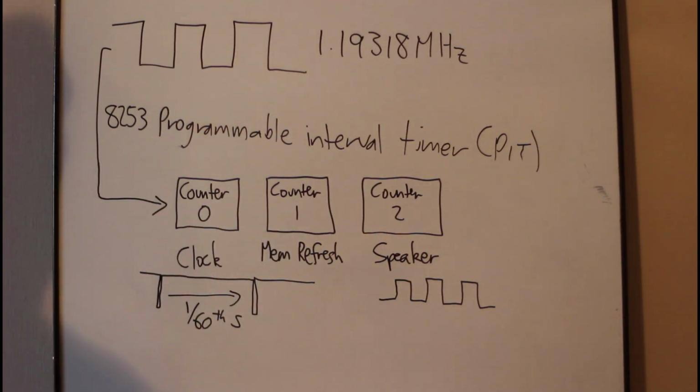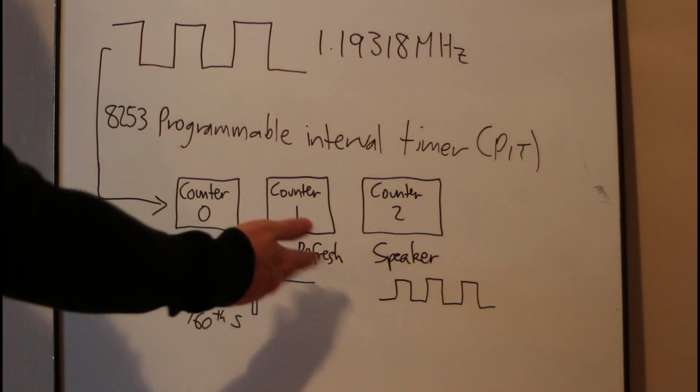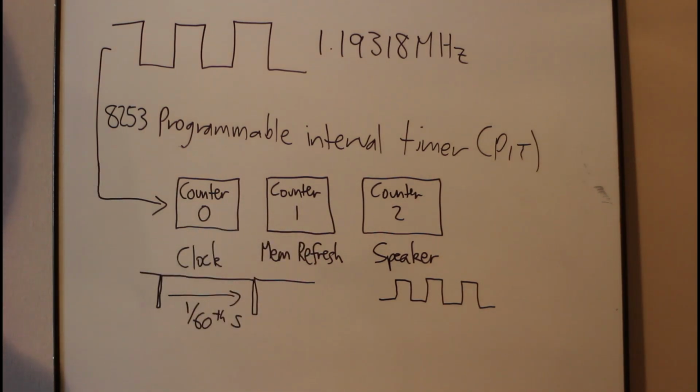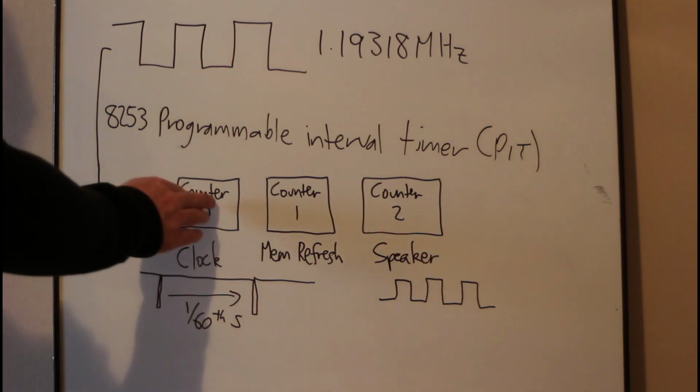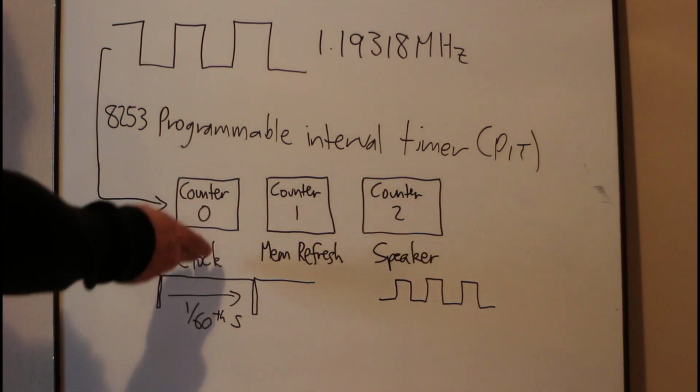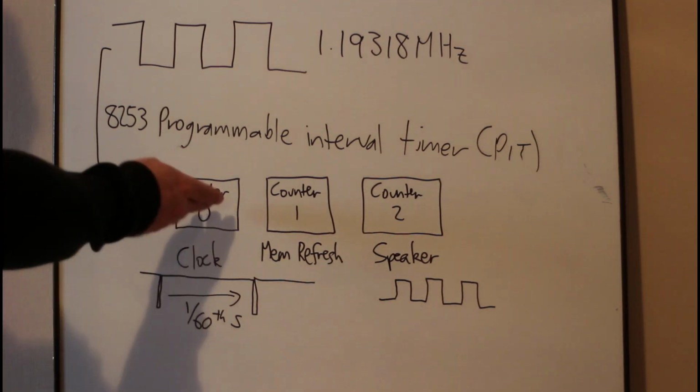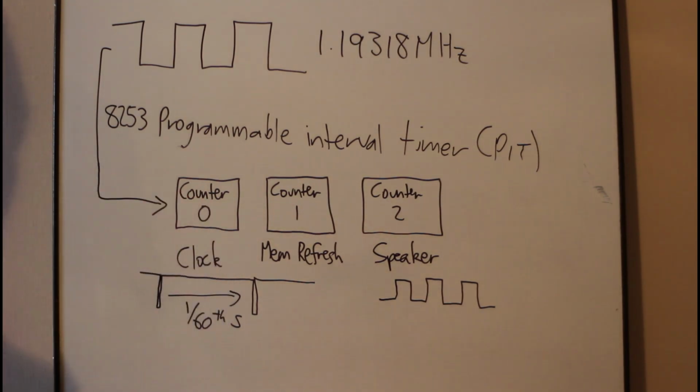Now there's 2 other counters in there. Counter 1 is actually one we're not going to touch. That's for memory refresh. And the memory will actually lose its contents if that's not done. It's dynamic RAM, which needs updating every now and again with a refresh using DMA, and that's used for that. Counter 0 is often used for a system clock. Say DOS may use this to update the time and date.